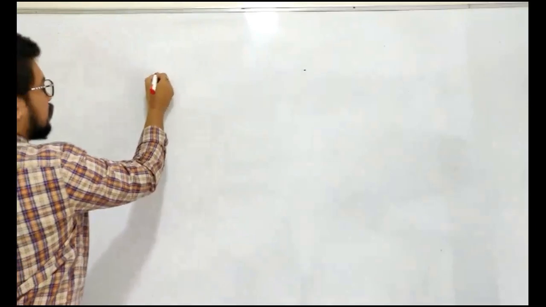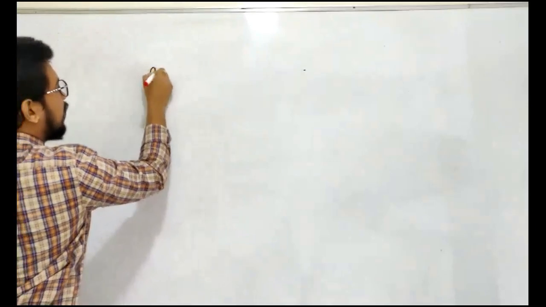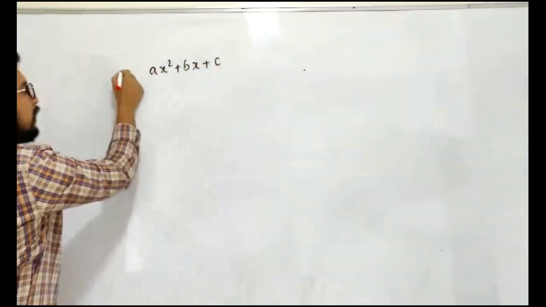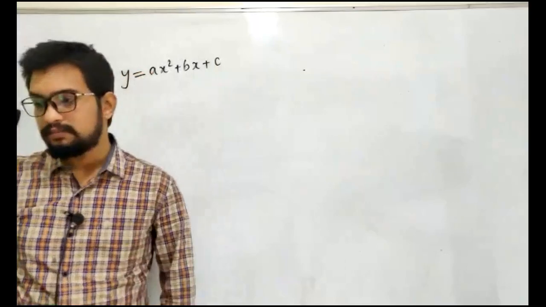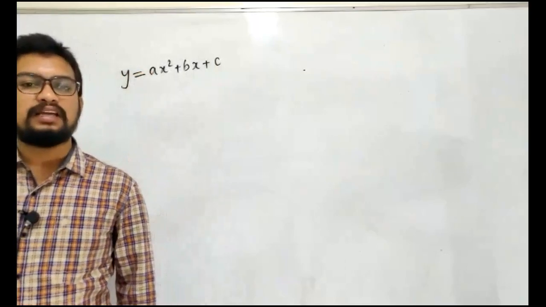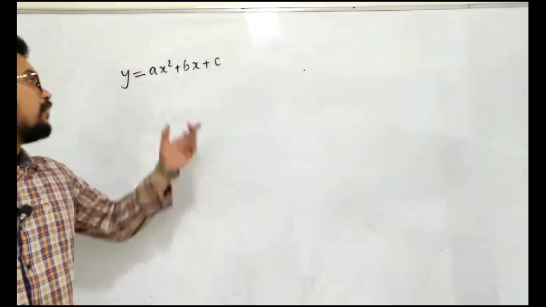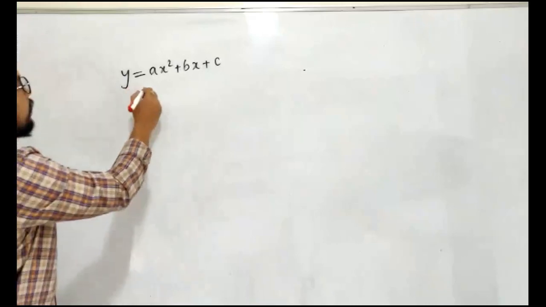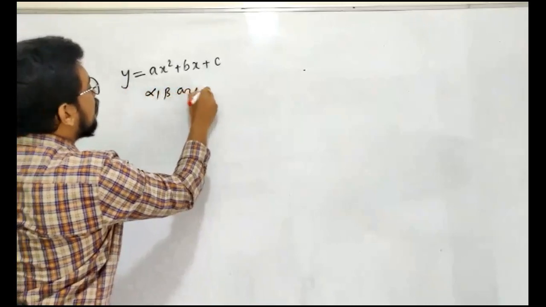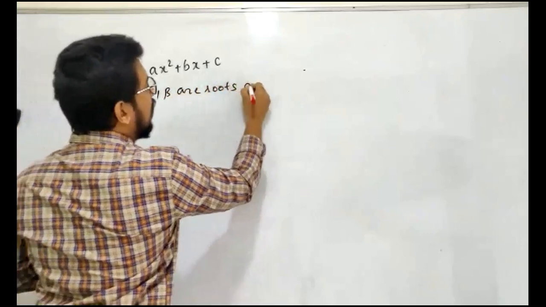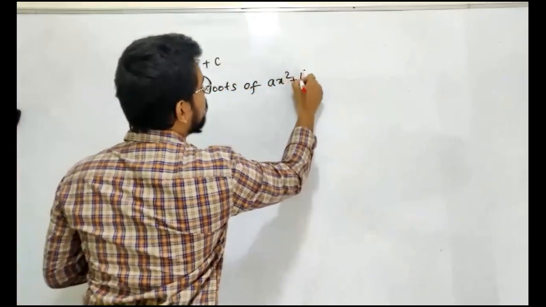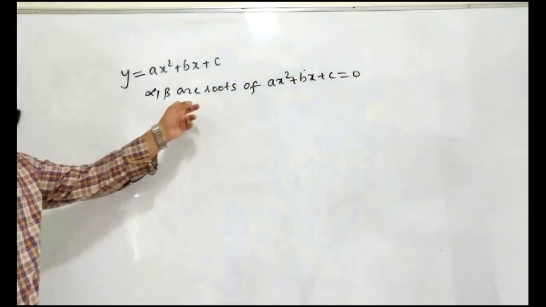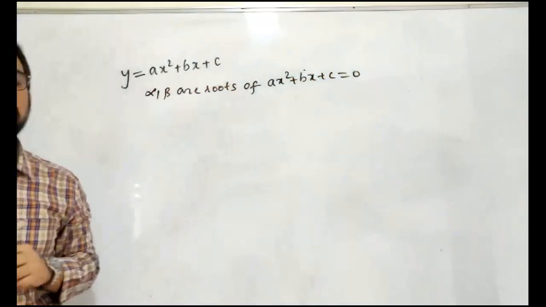Now, for example, if I take y is equal to ax square plus bx plus c, if I want to draw a graph for something else, first I'll take y is equal to ax square plus bx plus c. Now let alpha, beta be the roots of ax square plus bx plus c is equal to 0.